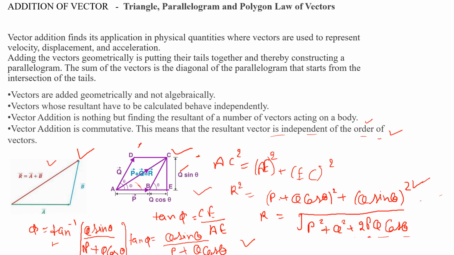Next, vector addition is commutative. We also know commutative means p vector plus q vector is equal to q vector plus p vector. Next, vector addition is associative. Means (p vector plus q vector) plus r vector is equal to p vector plus (q vector plus r vector).